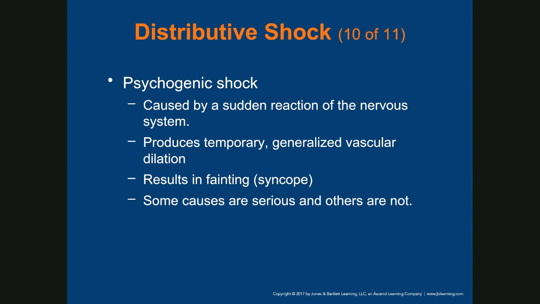Now, it is a temporary event. They can have recurrent fainting episodes. If that is happening, then there is another problem, right? There's something else wrong with the patient. So that is psychogenic shock. It's very straightforward: temporary dilation of the blood vessels that supply the brain. The patient passes out. Once the blood flow returns, the patient wakes up. That's it. That's psychogenic shock.